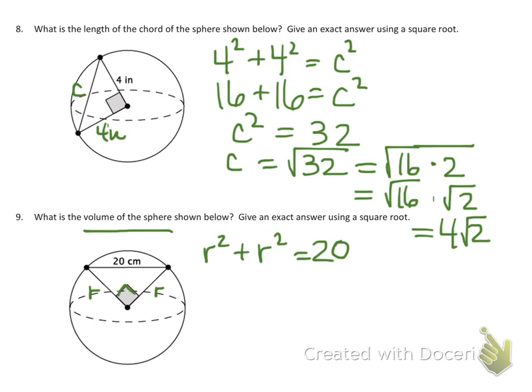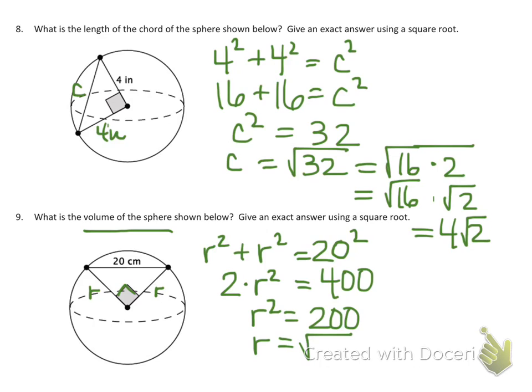20 squared. All right, so r squared plus r squared is the same as 2 times r squared, and this is equal to 400. So r squared is equal to 200, dividing by 2 on both sides. R squared equals 200, so, whoops, sorry. R squared is 200, so r is equal to the square root of 200.